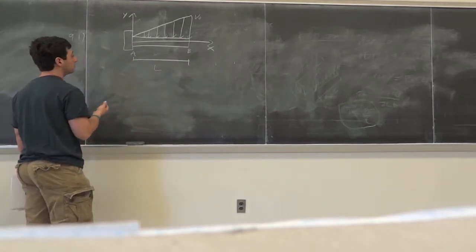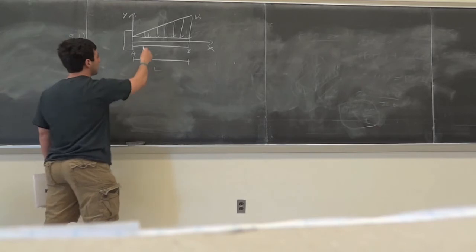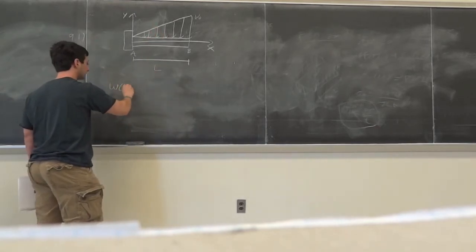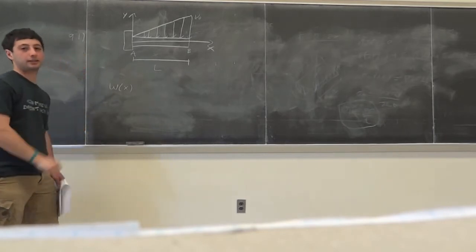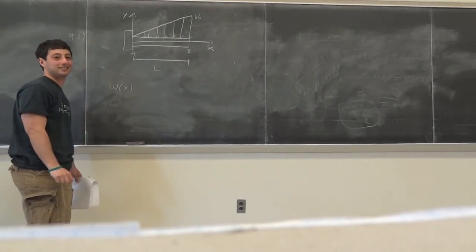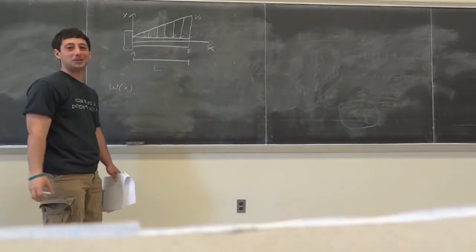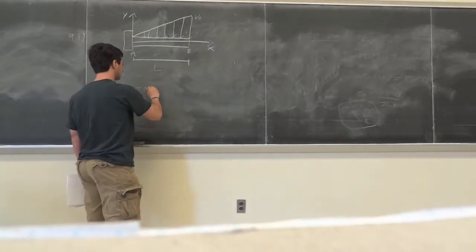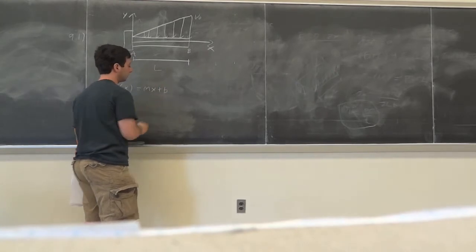Before we even draw the free body diagram, we want to know how W depends on x. So we want to find W of x. How are we going to find that? What's the equation of the line? It's equal to mx plus b, right?